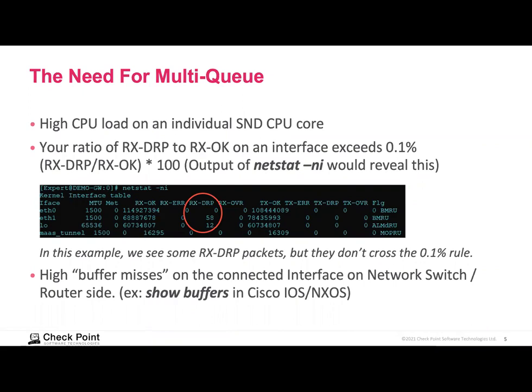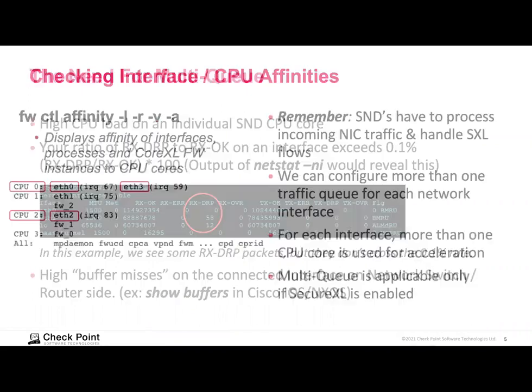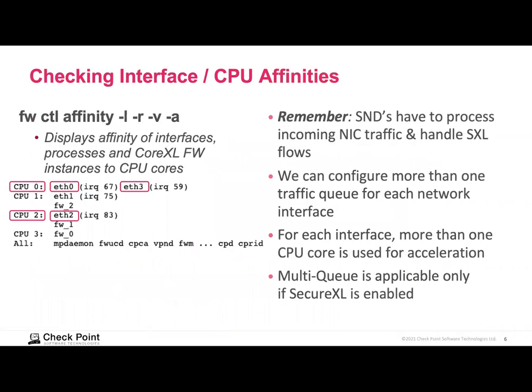If that percentage exceeds 0.1%, then we are likely in the territory where there is something wrong in the network configuration or something wrong in the gateway configuration, and we're just not able to keep up. Now, I point out the S&D cores here because if you remember back on the first slide when we were talking about what the different CoreXL cores do, the S&Ds have to process all the incoming NIC traffic as well as handle the SecureXL flows.